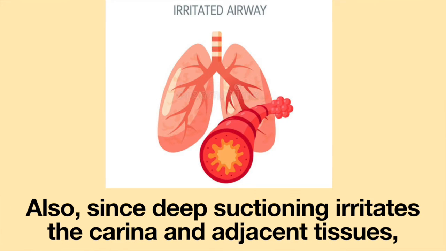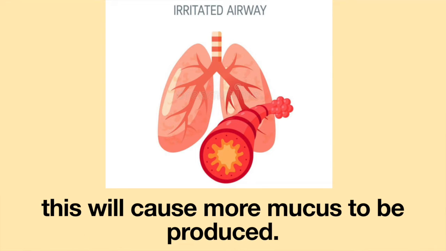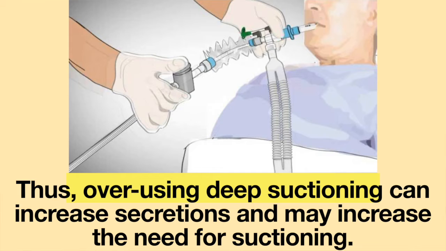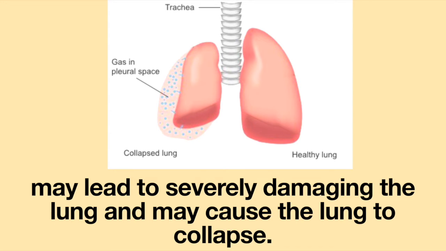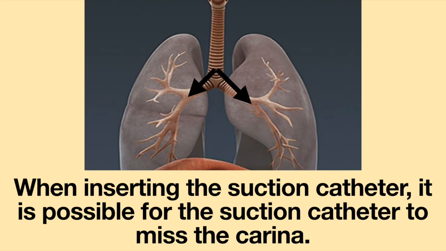Also, since deep suctioning irritates the carina and adjacent tissues, this will cause more mucus to be produced. Thus, overusing deep suctioning can increase secretions and may increase the need for suctioning. Additionally, advancing a suction catheter deep into the airway may lead to severely damaging the lung and may cause the lung to collapse.